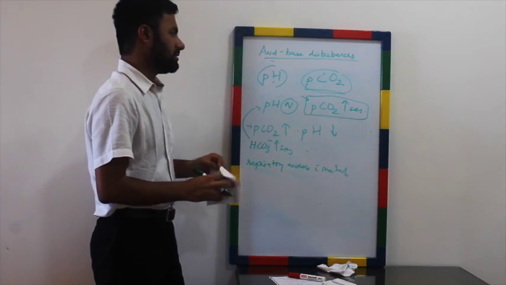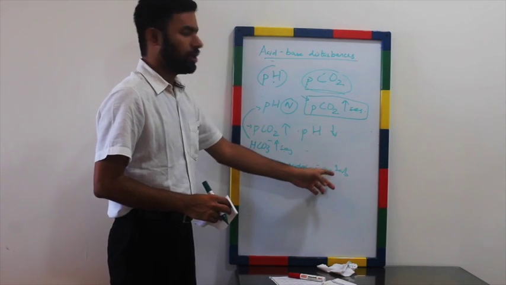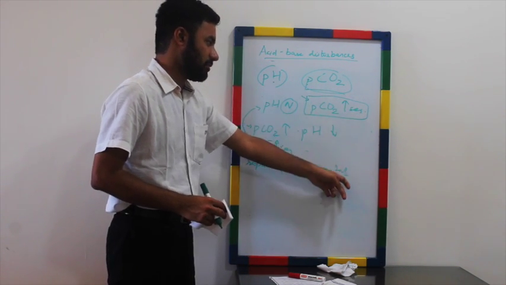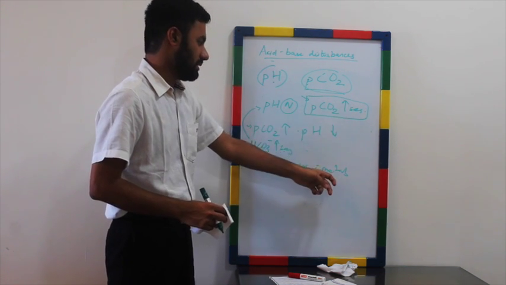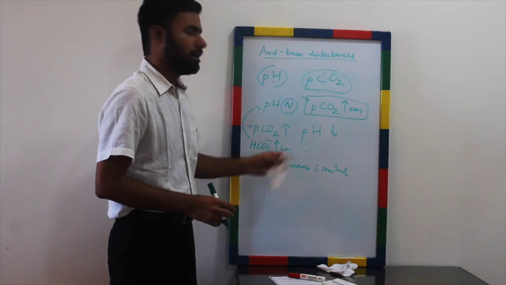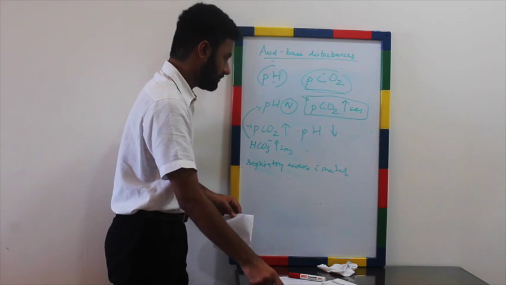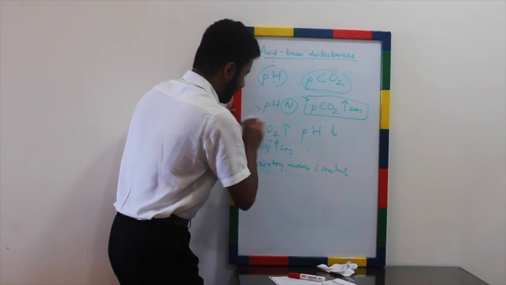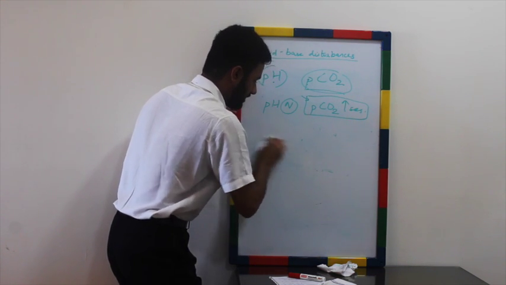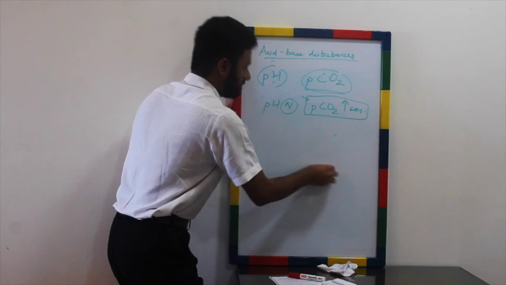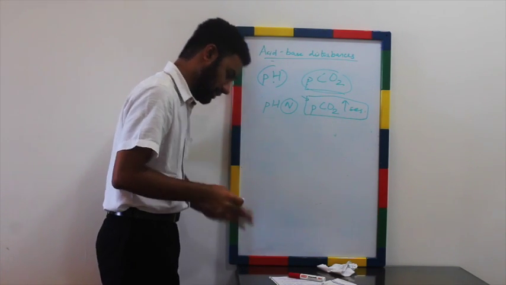So what you can say is that the change in the PCO2 identifies the metabolic disorder. That is, if the PCO2 increases, there is a metabolic acidosis, and if the PCO2 decreases, there is a metabolic alkalosis. So this is the second step. The third step is determining the anemia. Anyway, I'll just give you an example of a mixed acid-base disorder.